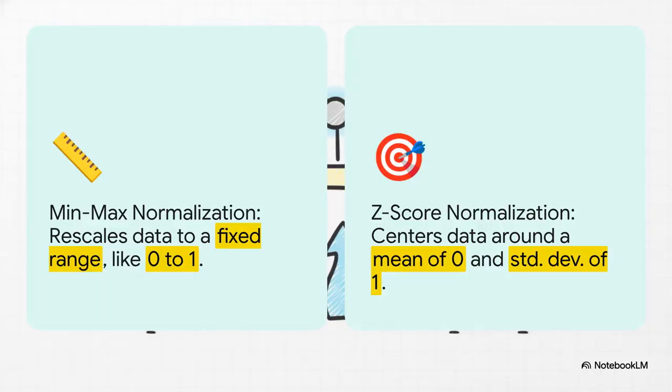And there are two really common ways to get this done. You've got min-max, which basically squishes everything into a neat little range, like 0 to 1. Or you can use z-score, which recenters all the data around 0. Both of these are fantastic first steps for cleaning up the data that you're about to feed into your network.